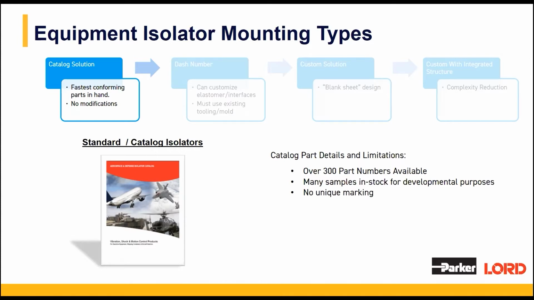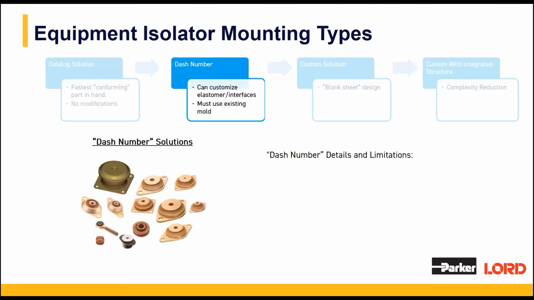2 unique characteristics about catalog parts is we cannot do unique marking to them, nor can we do unique acceptance testing to them. We have to take parts from a box, put them into a box to ship to you with no modifications. That being said, we have products called dash number solutions. Dash number solutions have one basic concept behind them, which is we're using the existing molds that we use to manufacture our parts to make these parts.